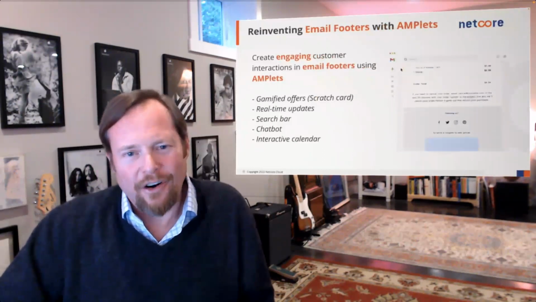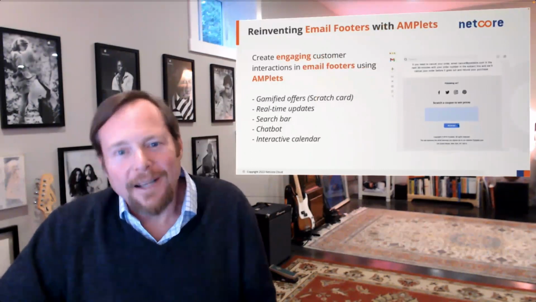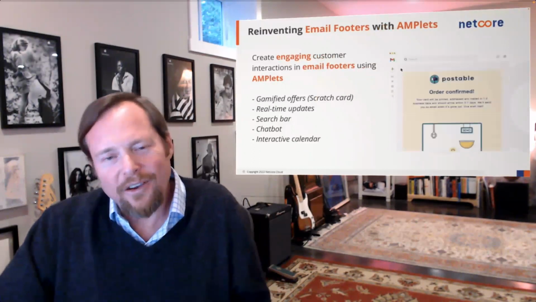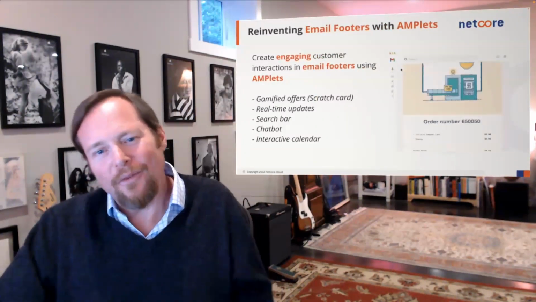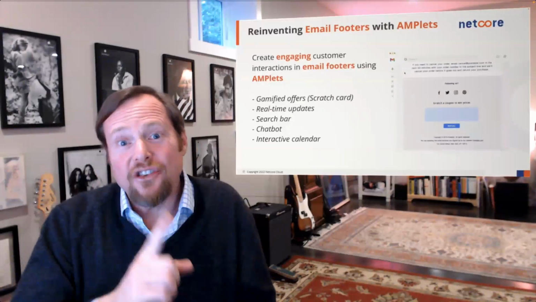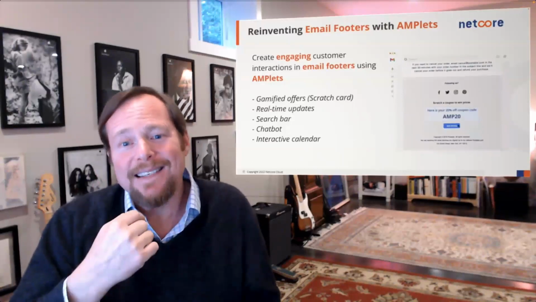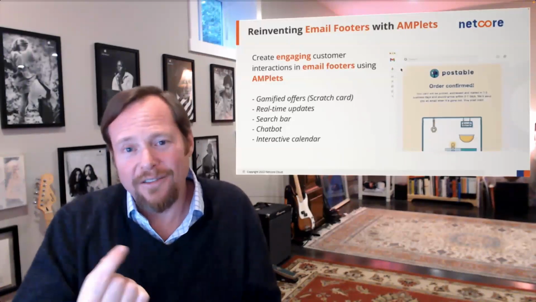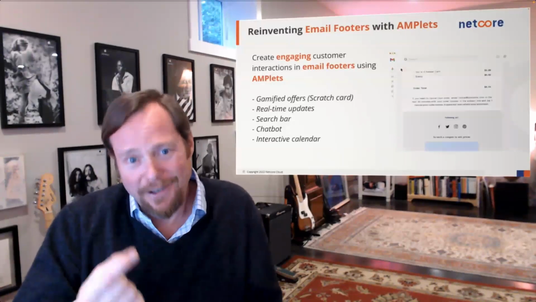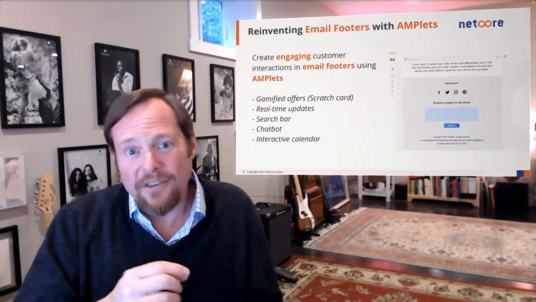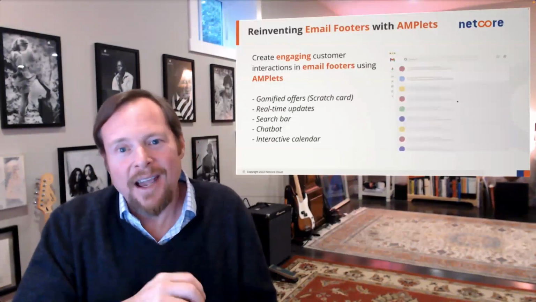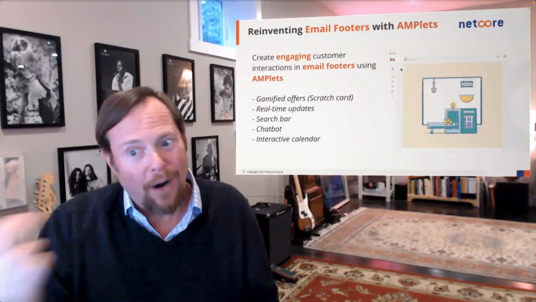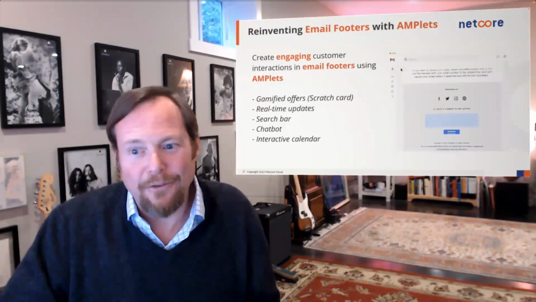The email footer is an area that's often underutilized. We all have our footers. They are relatively static. What if we could put offers that are gamified? What if we could put real-time updates, search bars, chat bots, interactive calendars right in the email footer itself, providing those users who can interact with AMP-enabled messages a much richer experience, again, amplifying virtually every message and driving downstream metrics.